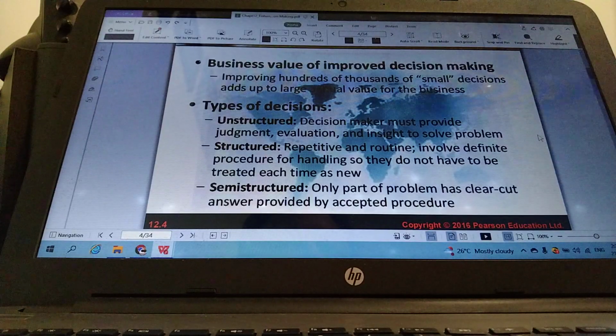The other type of decision, which will be in large numbers or quite common, is what we call structured. Repetitive or routine, involving a definite procedure for handling, so they do not have to be treated each time as new.